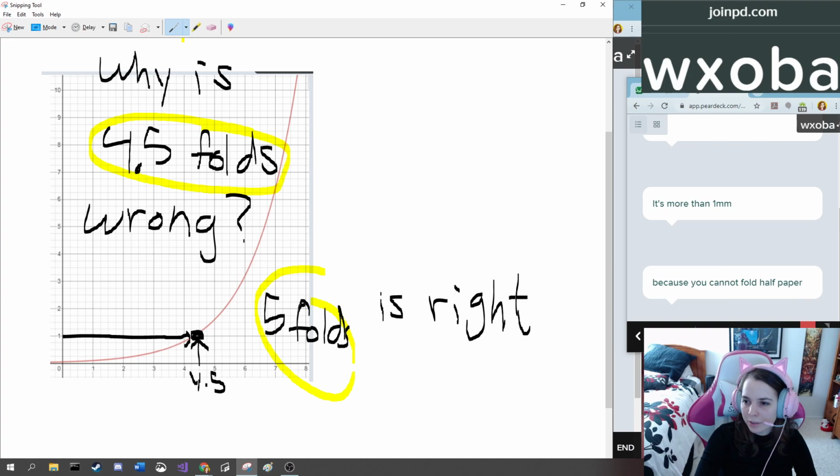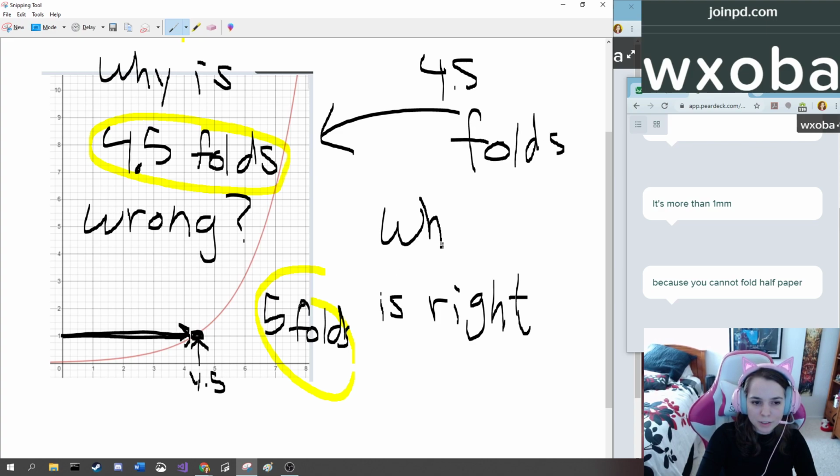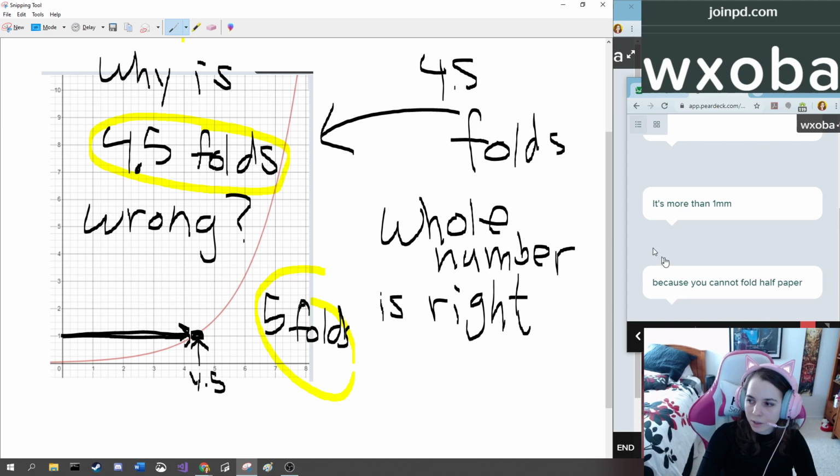Here we go. Excellent, because you cannot fold half a paper. Yes. The reason this student is incorrect is not that their logic was bad for finding the answer. You can use a graph to find the answer. That is perfectly fine. The issue here is we cannot have 4.5 folds. Folds have to be whole numbers. Okay, excellent work.